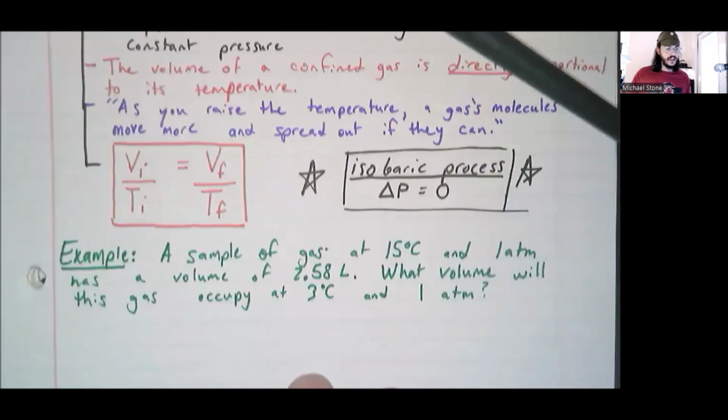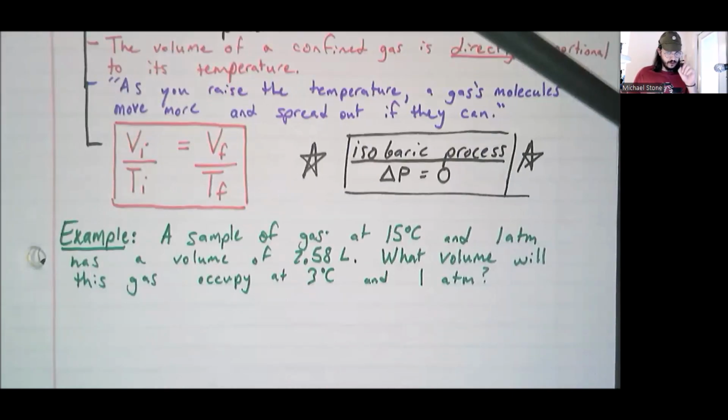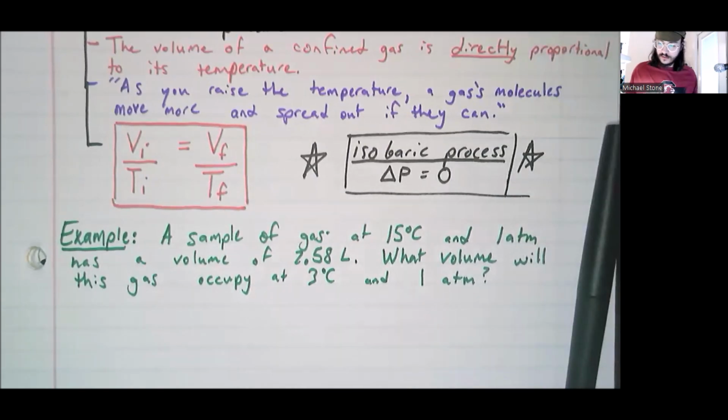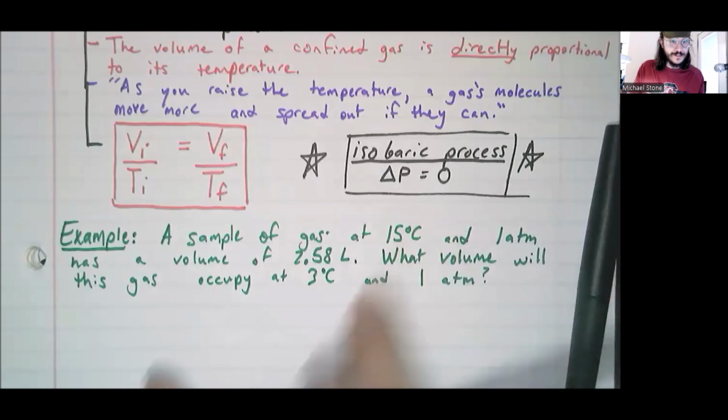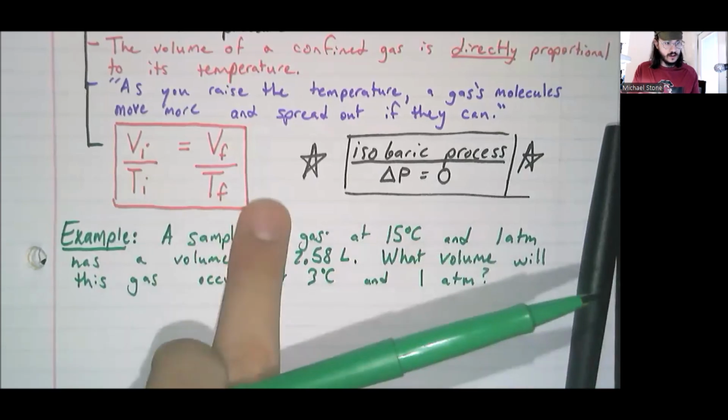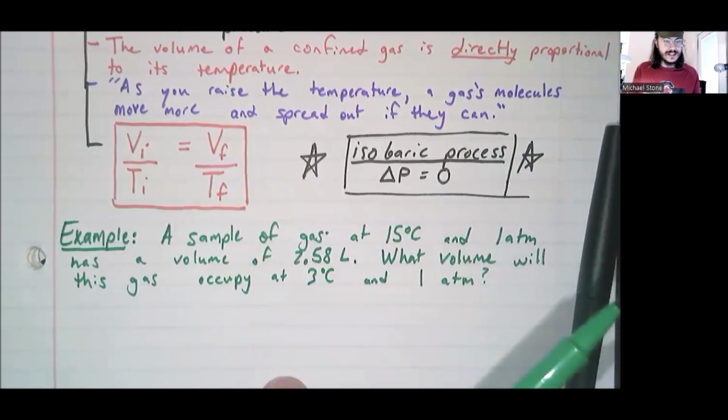A sample of gas at 15 degrees Celsius and 1 atmosphere of pressure has a volume of 2.58 liters. What volume would this gas occupy at 3 degrees Celsius and 1 atmosphere? If you leave it in Celsius, you will get this wrong. Because if you leave it in Celsius and look here, what happened to the temperature?